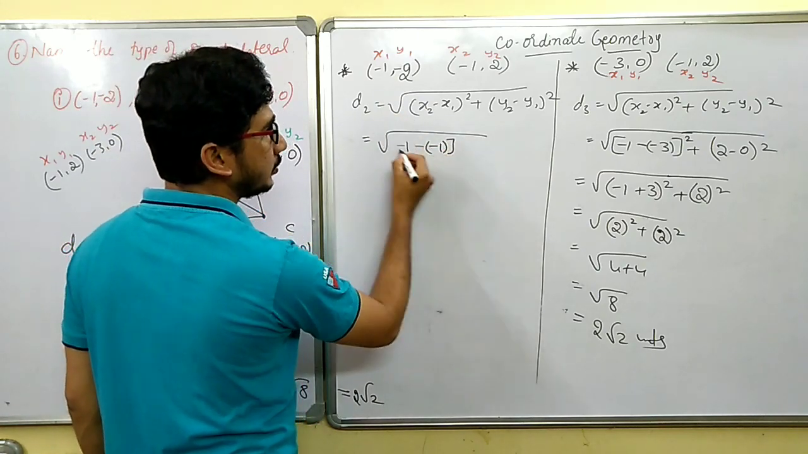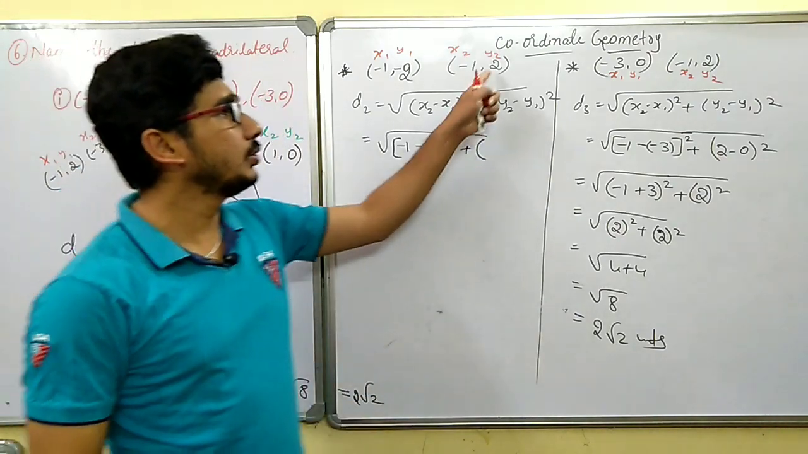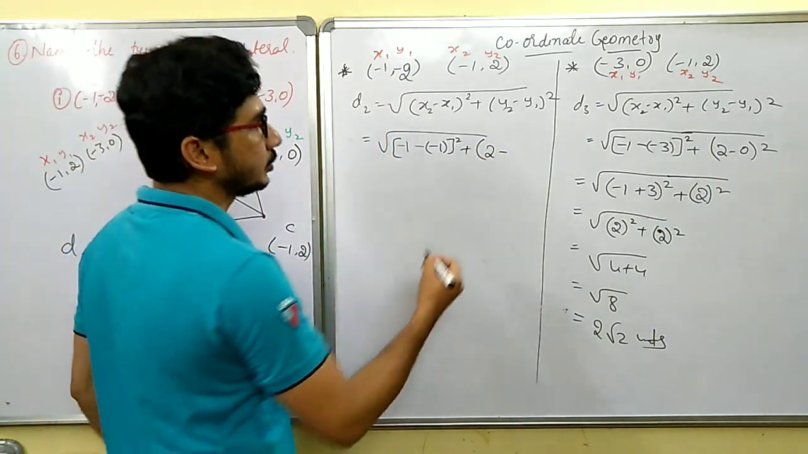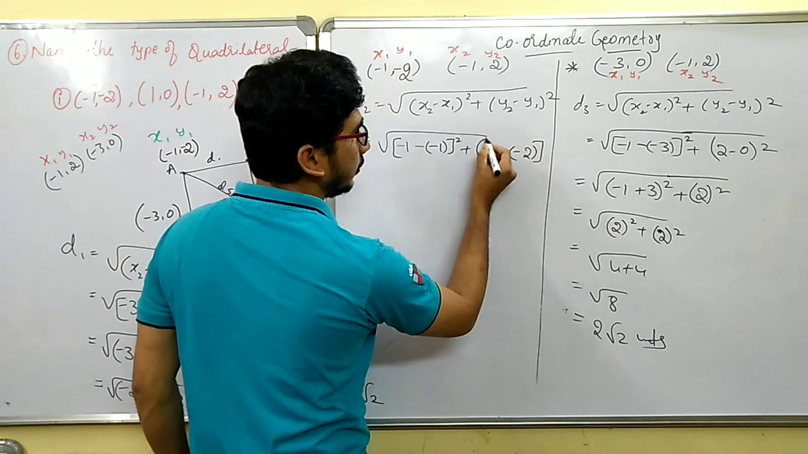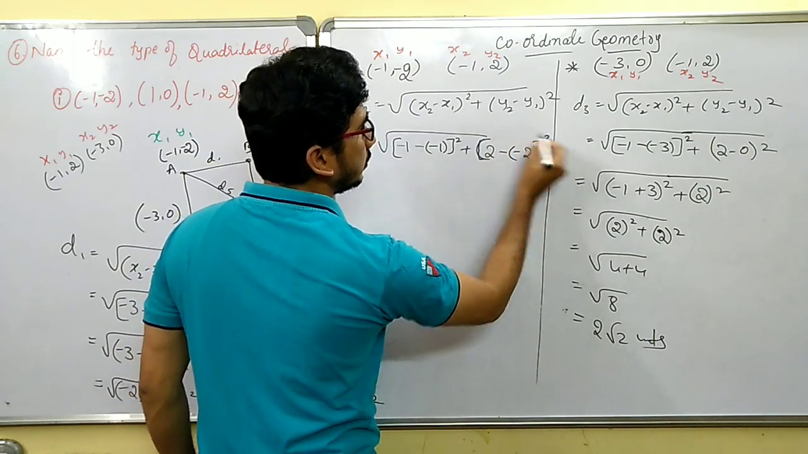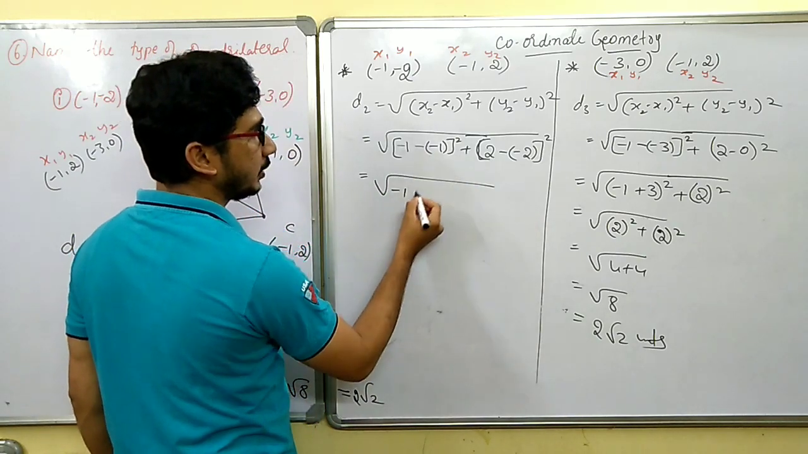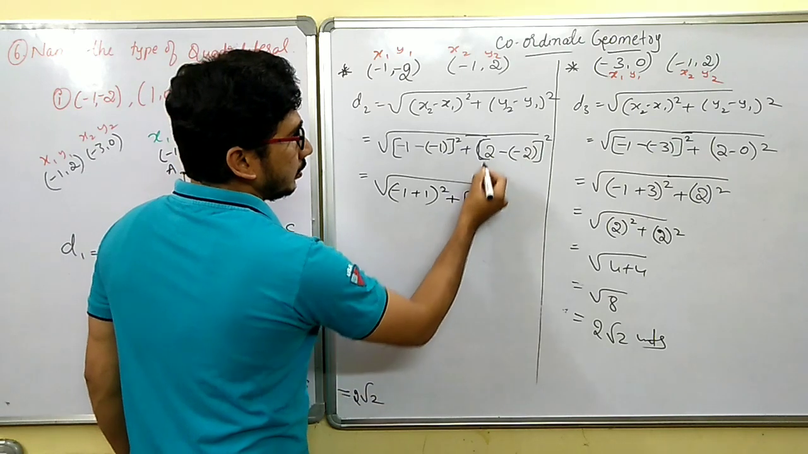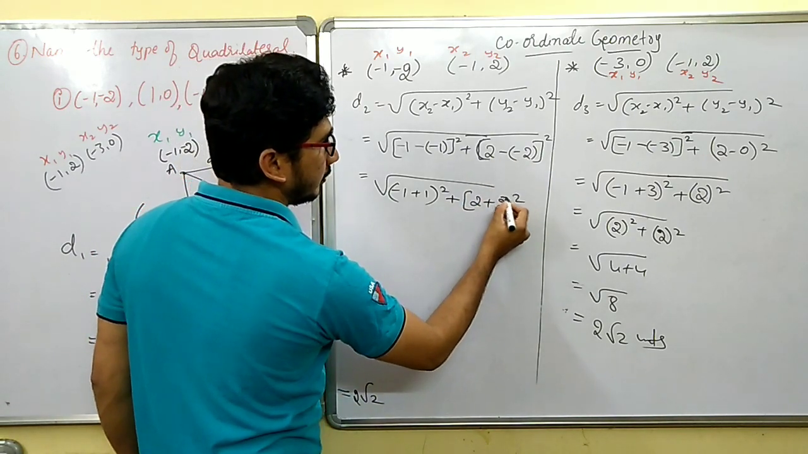Put the bracket, now the square bracket, put it here, square. Now y2, how much? y2 is 2, minus, y1, how much? y1 is minus 2. See, two same signs. Put the bracket, now here put the square bracket and whole square. So what will happen now? Minus 1, minus into minus plus 1 whole square, 2 minus into minus plus 2 whole square.